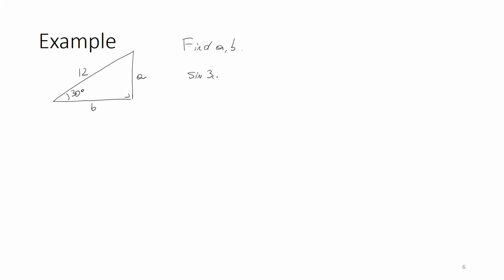So I can take the sine of 30 degrees. And I know the sine is the opposite divided by the hypotenuse. So that's A divided by 12. And I also know that the sine of 30, that is 1/2. So this is one of the values that comes back a lot. Sine 30, that's sine pi over 6. That's 1/2.